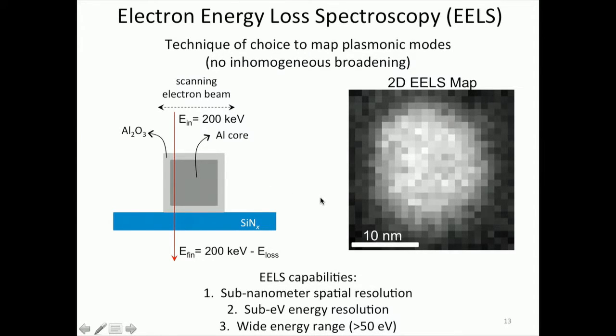Some good EELS capabilities are that, again, we're going to achieve sub-nanometer spatial resolution. If you get a good EELS system, you can get sub-electron volt energy resolution. And another very cool thing is that you can have a wide energy range, so you can measure surface plasmons up to the volume plasmons at around 15 eV. So you can measure everything.